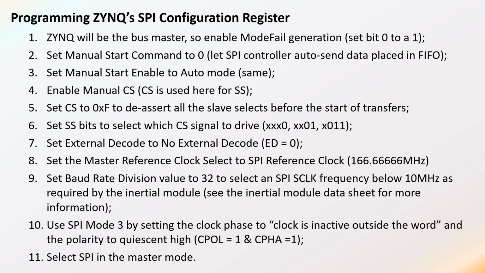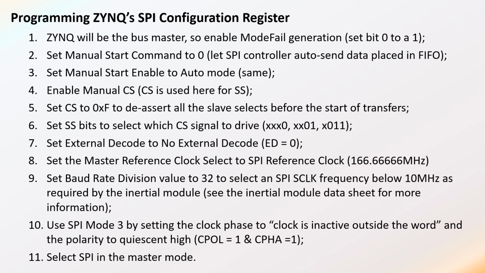So bit 7 is for if you wanted to have even more chip selects, up to 8 or 16. If you set the external decode bit, then you could route the slave select bits from bit 6 into a decoder, and you could use them to create a larger number of slave selects. Well, we're not going to do that, so we'll just set that bit to 0. Master clock reference: we want to choose the SPI reference clock, the 166 megahertz clock we routed to the SPI controller, so that's bit 8.